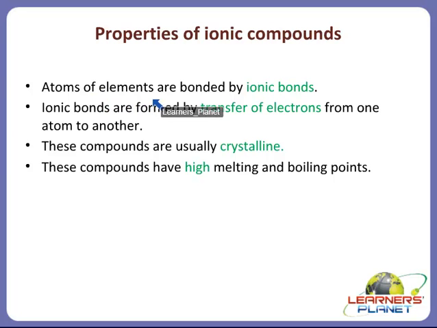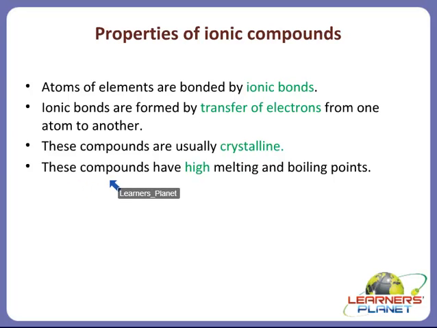The atoms of the elements are bonded by ionic bonds. I have told you what are ionic bonds, right? Ionic bonds are formed by transfer of electrons from one atom to the other. Right? So how it is formed? It is formed by the transfer of electrons. Now these compounds are usually crystalline. What type of shape they have? They have a crystalline shape. They are in the form of crystals.